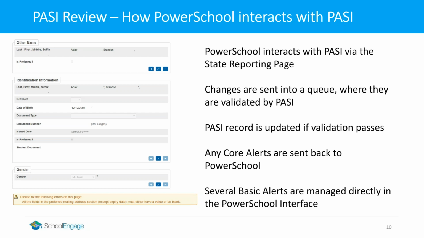If there's something in the data that PASI doesn't like, it will reject it or send core alerts back to PowerSchool as feedback. In addition to this, PowerSchool itself also has a lot of validation that is done directly in the interface before it goes to PASI. As you can see down here at the bottom, this yellow is an example of this. If you try and enter a mailing address and there is information missing, before PowerSchool even attempts to send that to PASI, it's going to make you fill that out because it just knows that it's going to be invalid data.